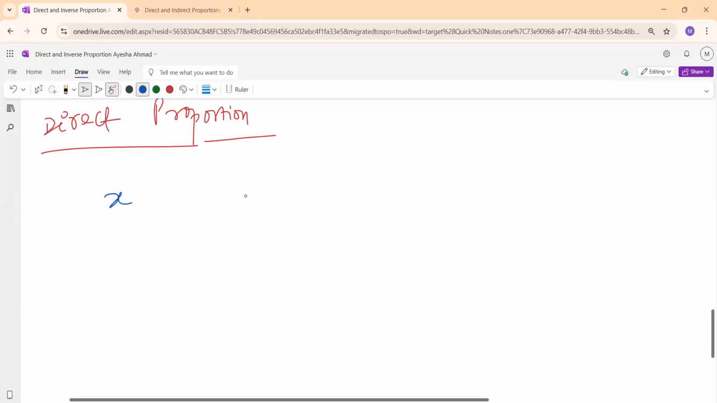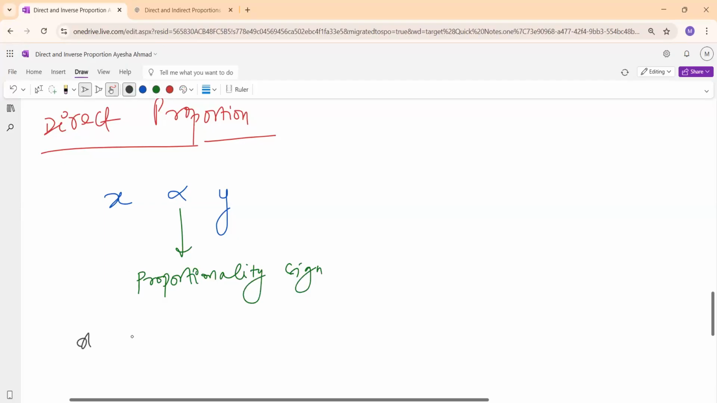X is directly proportional to y. First of all, listen to my words. X is directly proportional to y. So I would write it like x is directly proportional to y like this. Now you will say, sir, what is this? This is the proportionality sign. This means that x, how do we read this out? X is proportional to y.